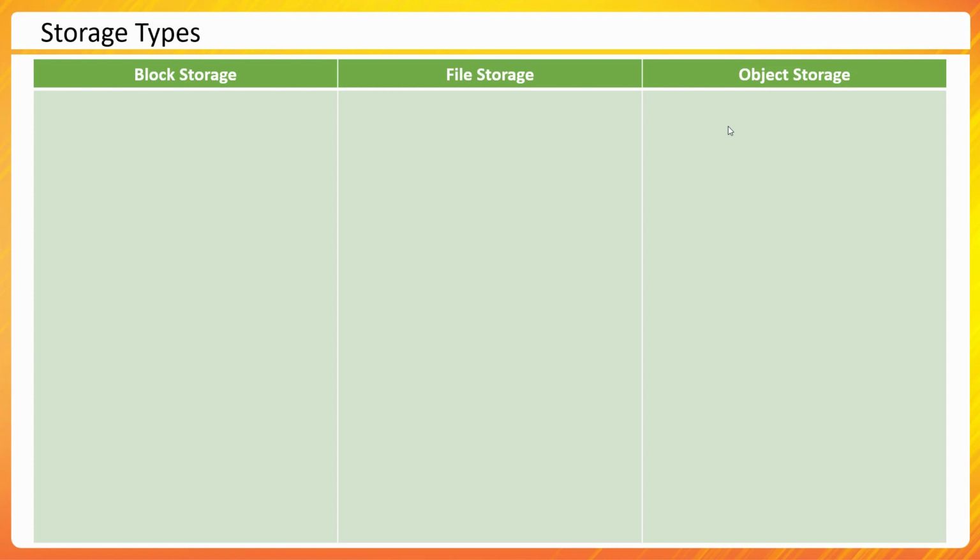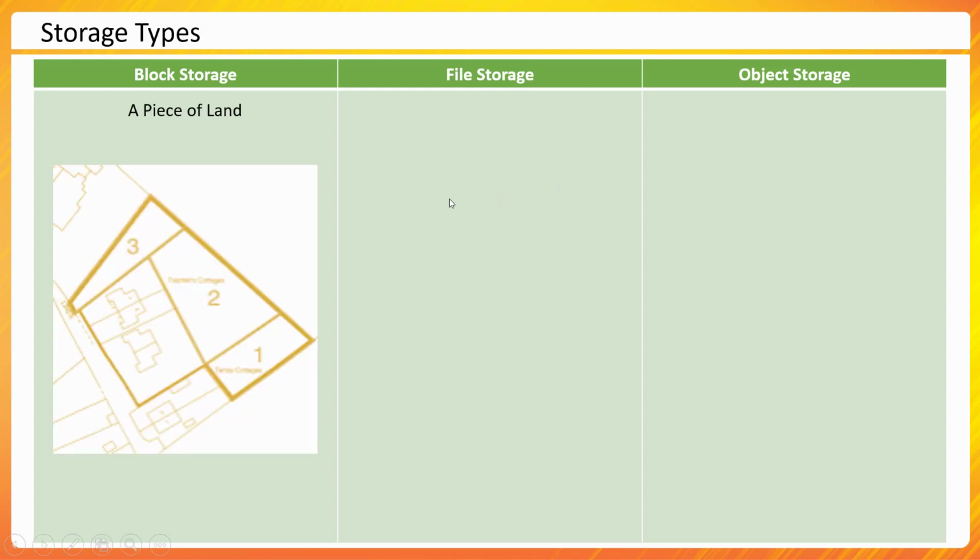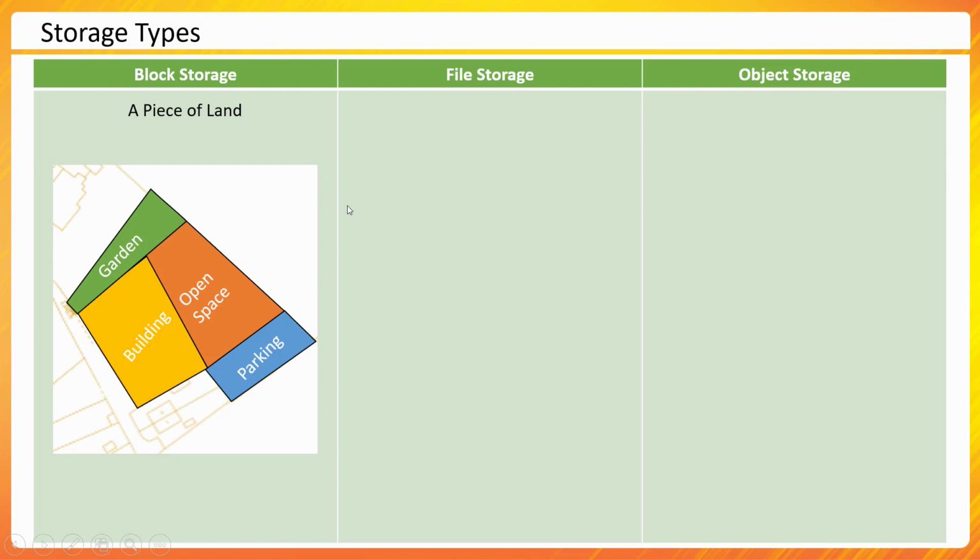Let's take an example to understand the type of storage it is. Let's consider you got a piece of land, and this boundary is your piece of land. Now you could decide how you want to divide that piece of land and what you want to use in those specific blocks which you have created. Like I may decide, hey, I am going to put a garden here, and maybe I would have some open space in my property here. I would have a building, and then I would keep this space for parking. This is my use case.